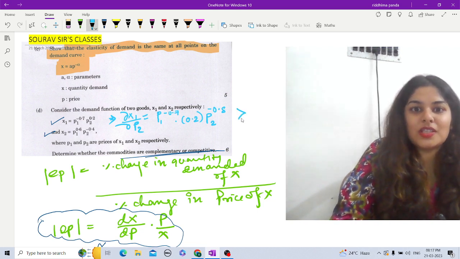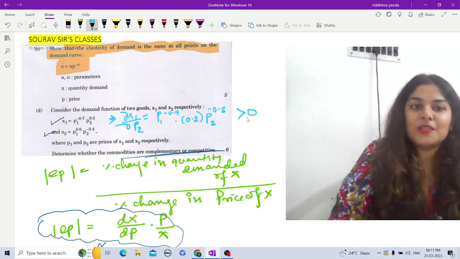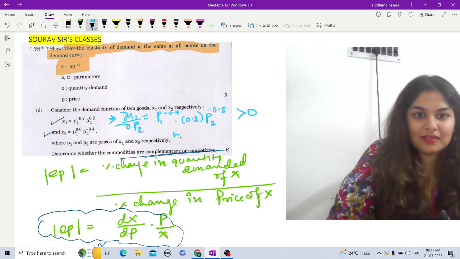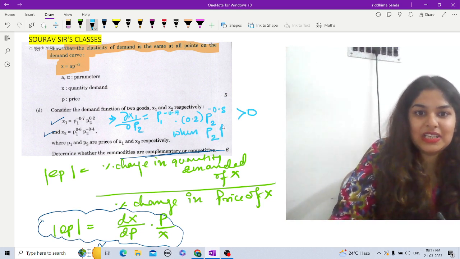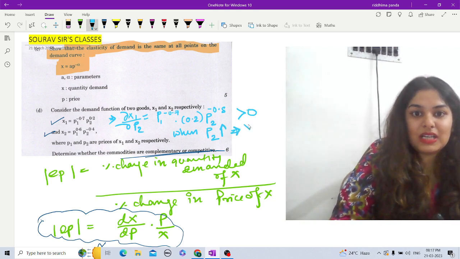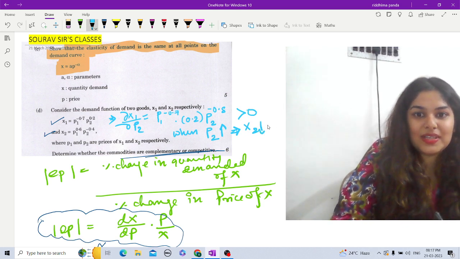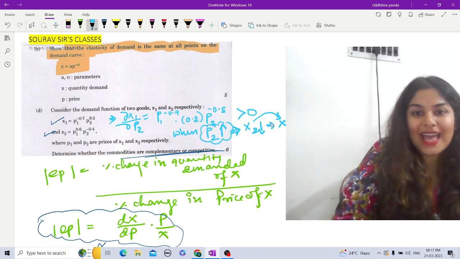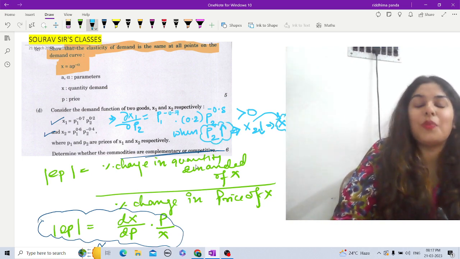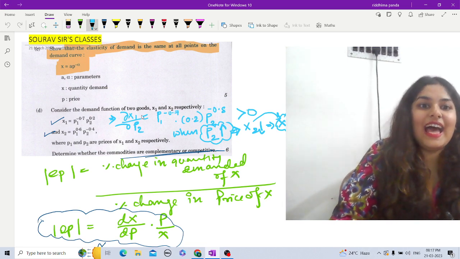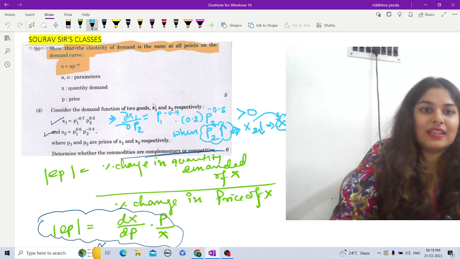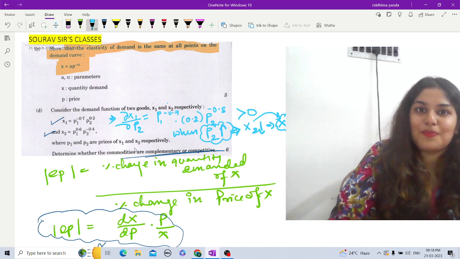This is positive. What does that mean? When the price of the second commodity increases, demand for the second commodity decreases, and as a result demand for X1 increases. So the change in P2 and the change in demand for X1 are positively related, and so X1 and X2 are definitely substitute goods.